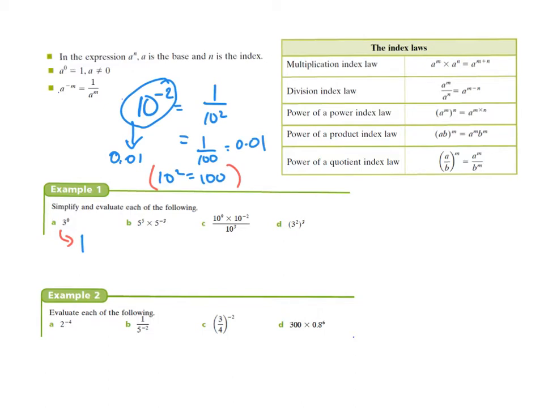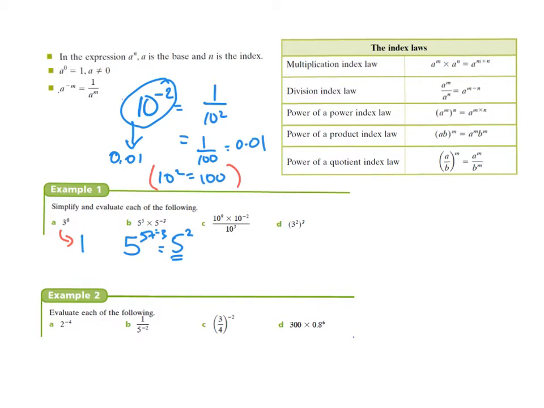Next thing, this one here is 5 to the power of 5 by 5 to the power of negative 3. So we simply add those powers. So 5 and negative 3 is the same as 5 take 3, which is 5 squared. That's our answer for that one. So that particular rule there that we're using is the multiplication index, the first rule.